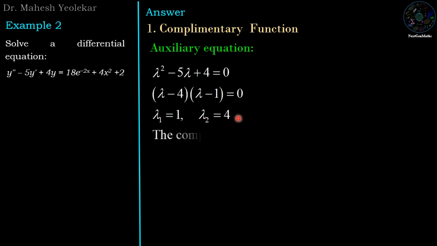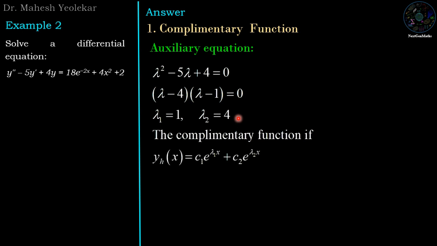They are real and distinct. Therefore the complementary function is of the form c1 e power lambda 1x plus c2 e power lambda 2x. Substitute the values of lambda 1 and lambda 2: c1 e power x plus c2 e power 4x.